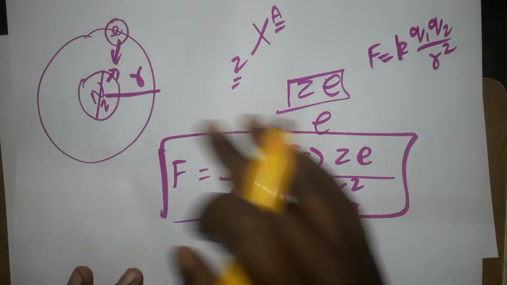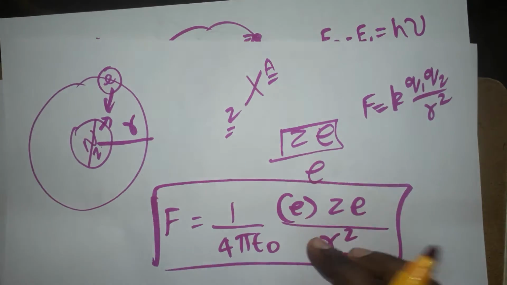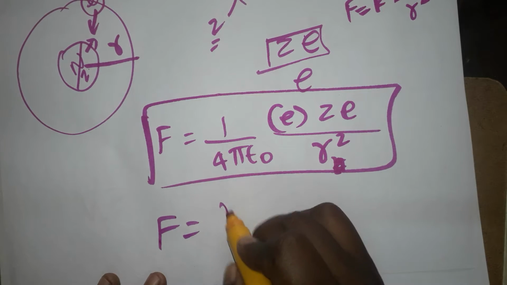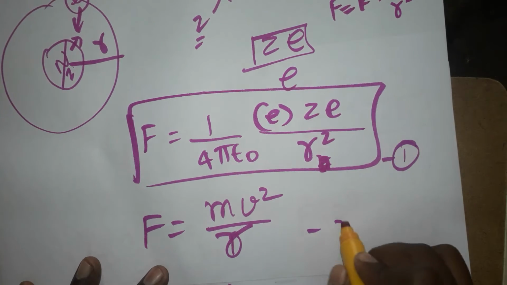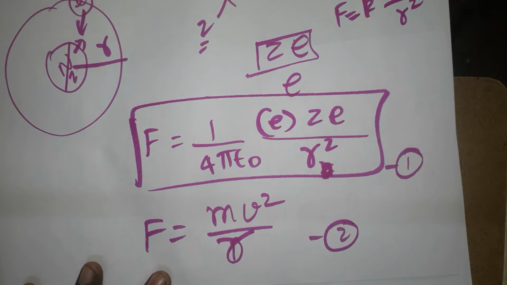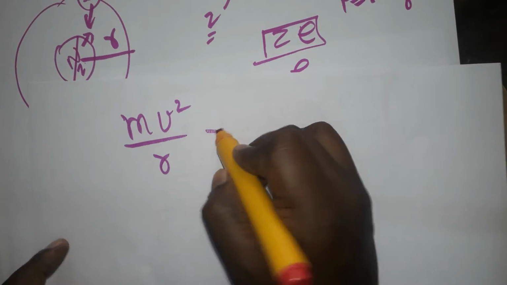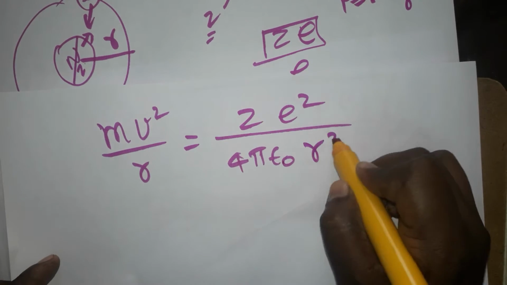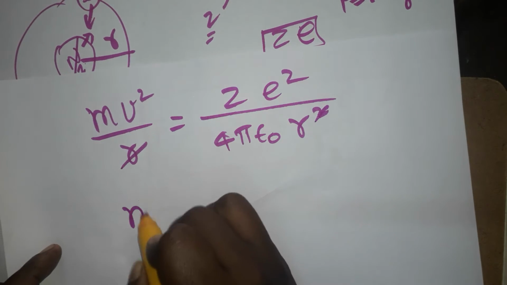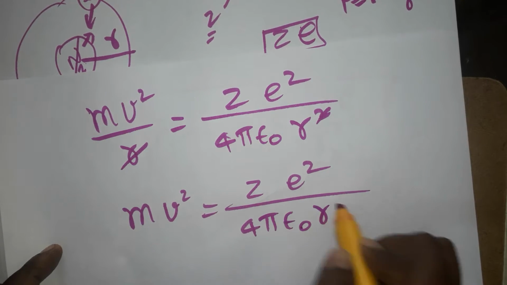Here the electron is moving in a circular orbit, so the centripetal force is equal to the electrostatic force. The centripetal force is m v square by R, where R is the radius of the particular orbit. So I got two equations, equation 1 and equation 2. Equating equations 1 and 2, m v square divided by R is equal to Z e square divided by 4 pi epsilon naught R square. One R gets cancelled, so m v square is equal to Z e square divided by 4 pi epsilon naught times R.